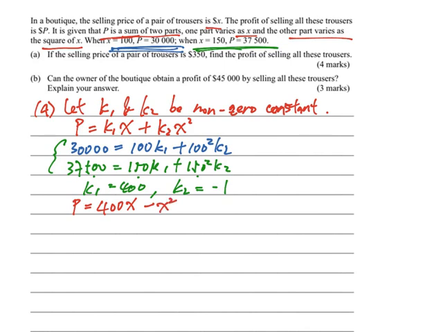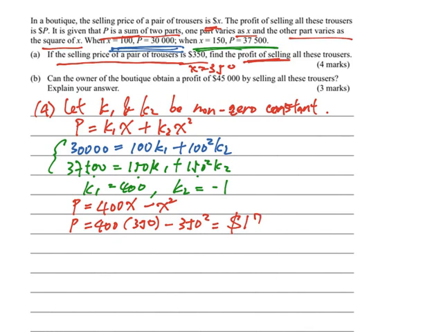After you find this, you can answer A. The selling price of a pair of trousers is $350. So we need to substitute x equal to 350 and then find the profit. Profit is the P, remember, don't mix up. So 400 times 350 minus 350 squared. Then you can get 175,000. It is the profit.